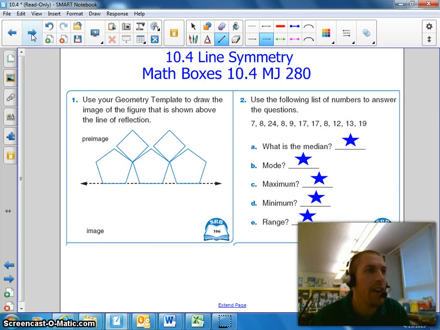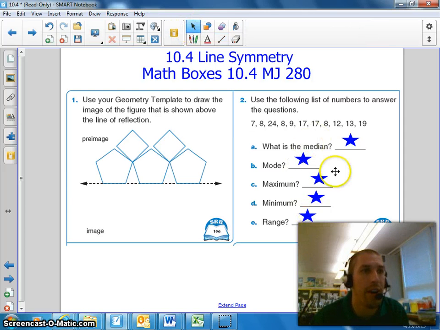6 lines of symmetry. Okay, here's a couple of different problems for you to do. I would love if you guys could answer this question. Pause for a second, give it a try.